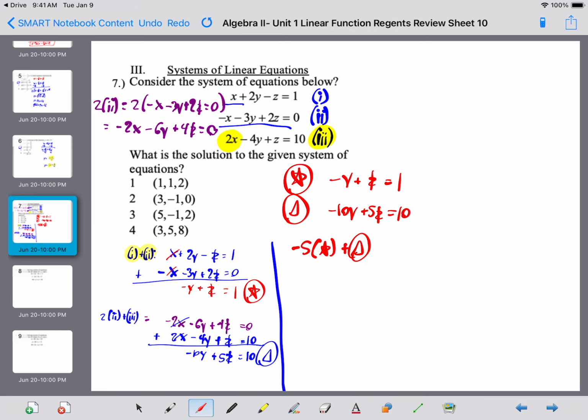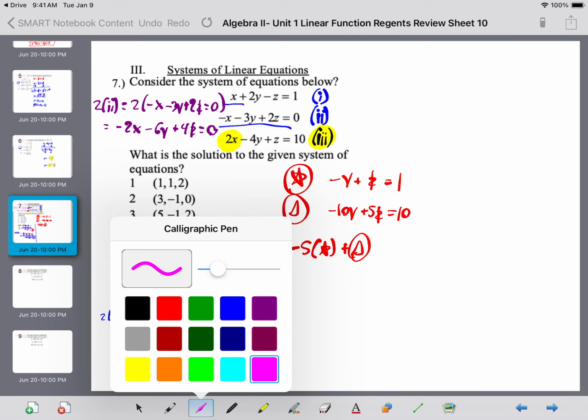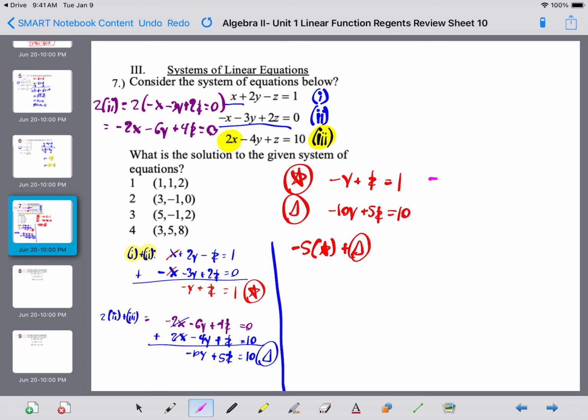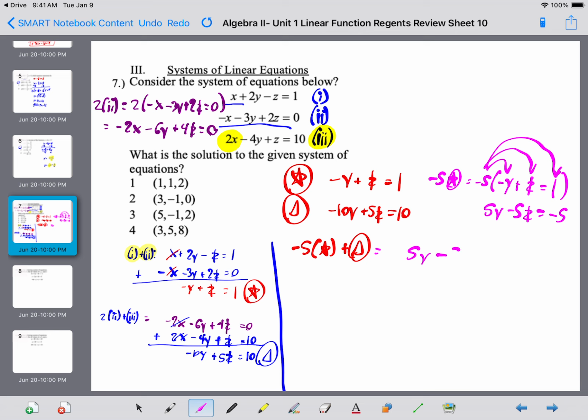So if you want to do that math somewhere else, let's say negative 5 times equation star. Make sure you're distributing out to both sides of the equation, including the other side of the equal sign. Whatever you do to one side, you must do to the other. And then we just have to write that. So 5y minus 5z equals negative 5.